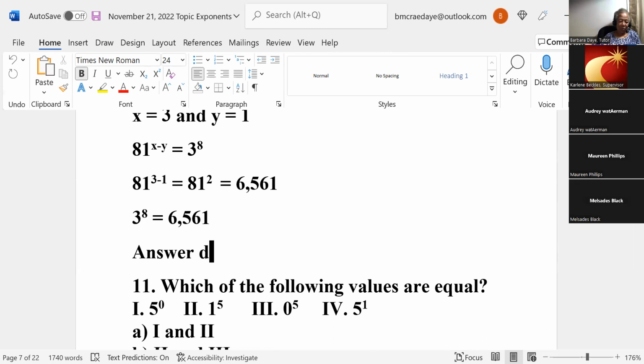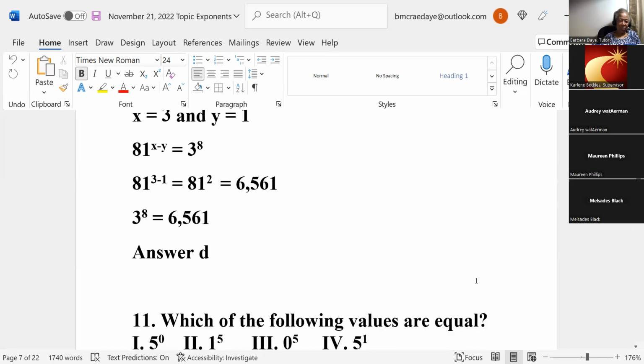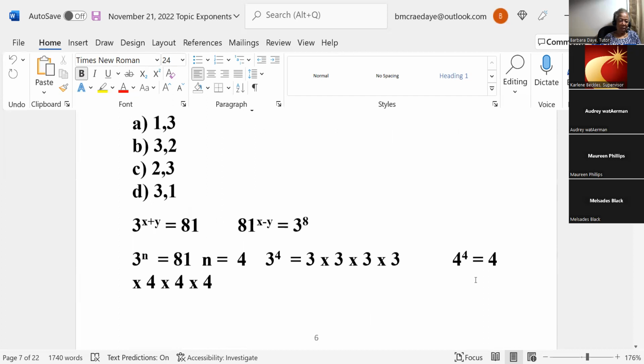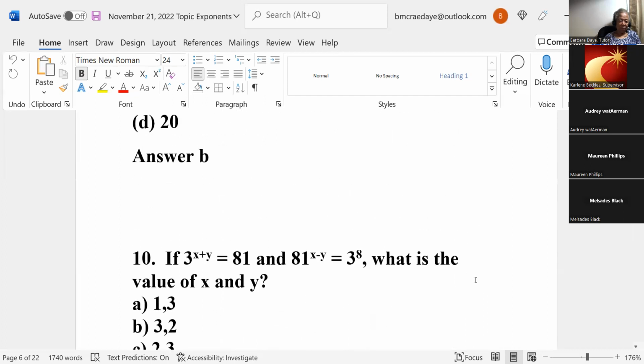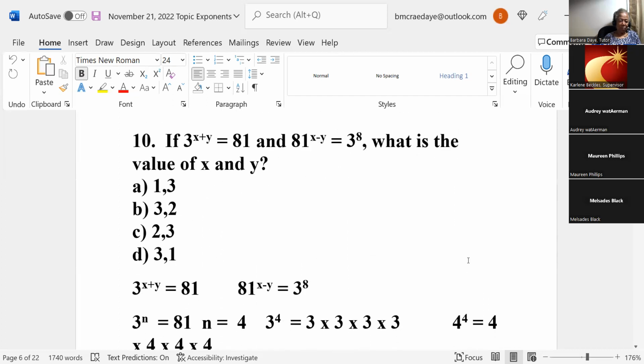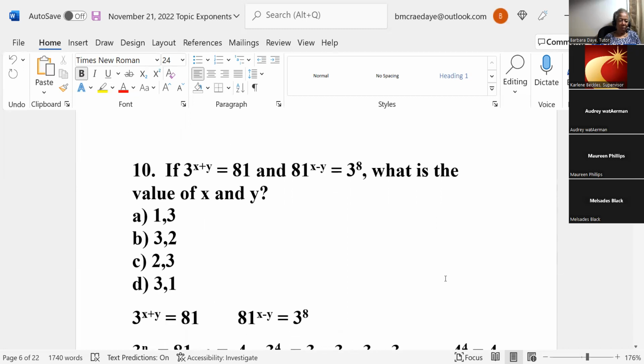Questions? Mercedes, you understand how you do number 10? I'm getting the idea, but not so clear. Well, the thing to remember is that when you see 3 to the x plus y is 81, think of two numbers you add to get 4, because 3 to the 4th power is 81, right? Okay, that's the way you start it.